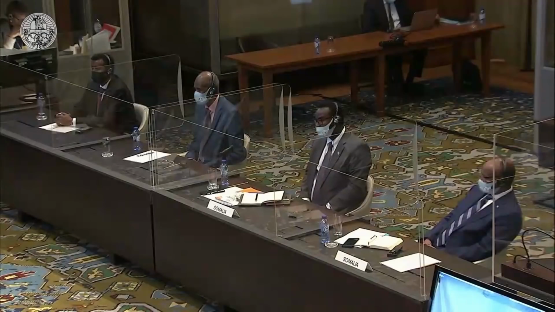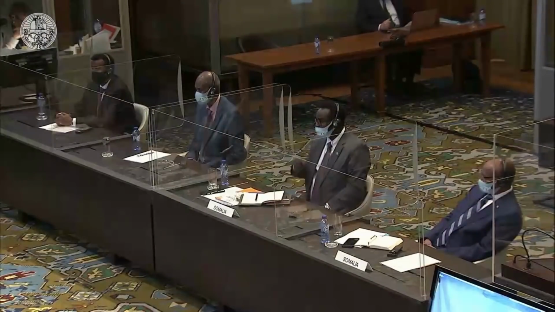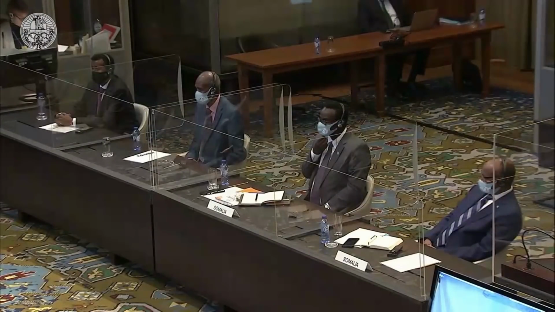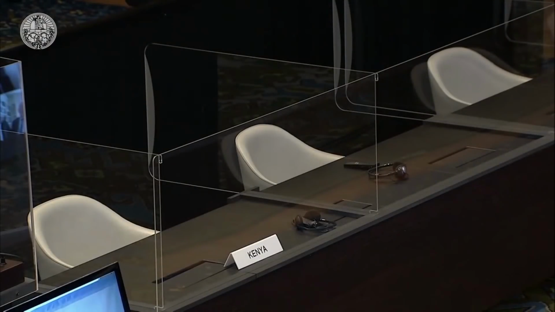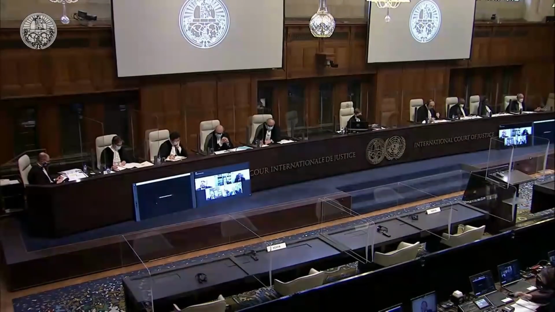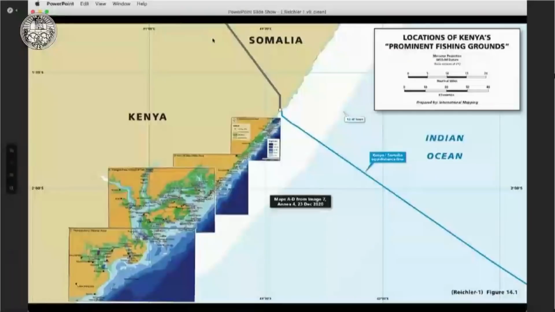In regard to fisherfolk, Kenya has helpfully provided us with maps showing what it calls the, quote, prominent fishing grounds they frequent. Our cartographic experts have georeferenced them and superimposed them on this sketch map, which is at tab 60.